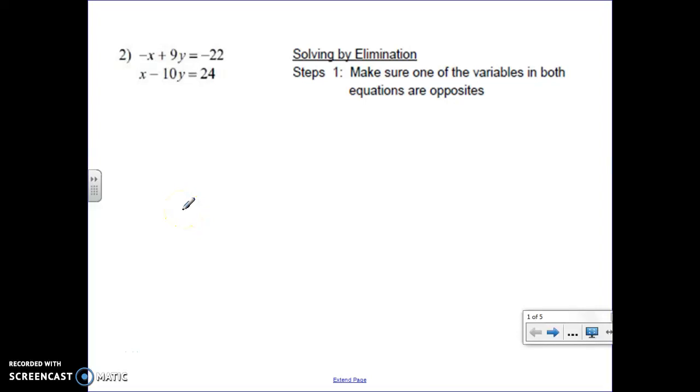Okay, guys, so over the course of the next couple videos, we're going to be talking about solving by elimination. So what we're going to do first is just talk about an easy version of solving by elimination.